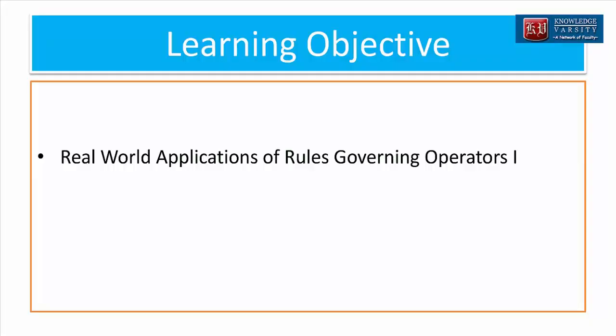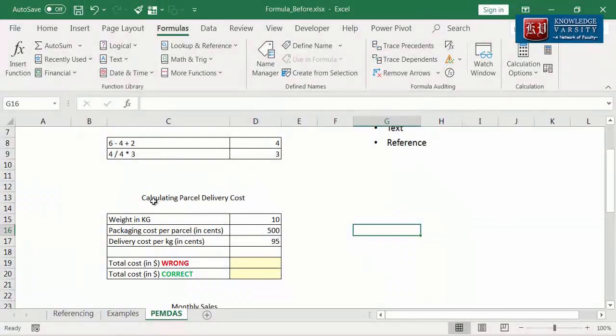In this video, I'm going to show a real-world application of operators and their usage in Excel. Let me take up the example of computing the cost of a parcel. The total cost of the parcel is its packaging charges plus the delivery charges. The packaging charge is 500 cents per parcel. The delivery charges are 95 cents per kilogram of parcel weight. And the total cost has to be computed in dollar terms.